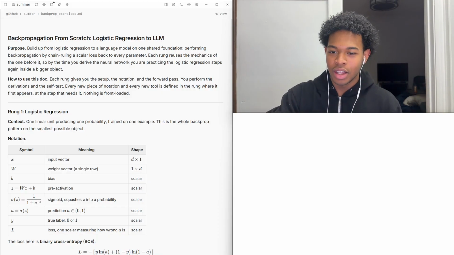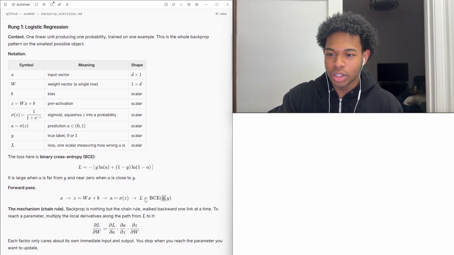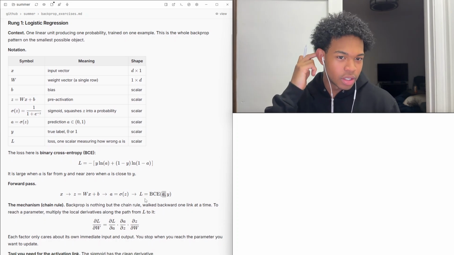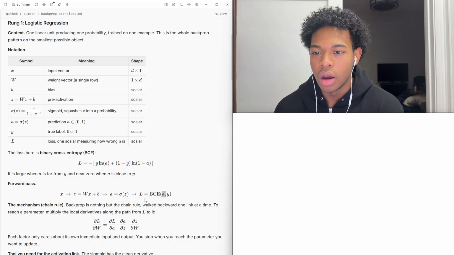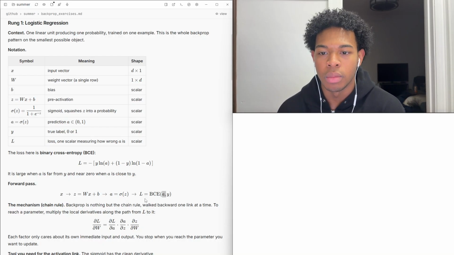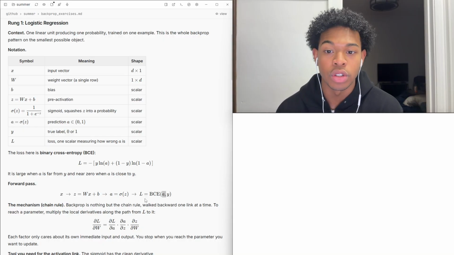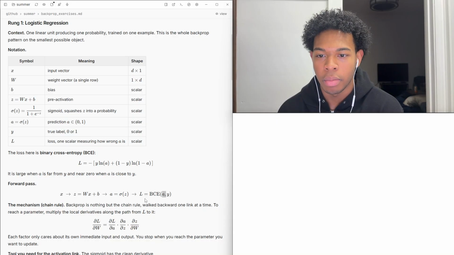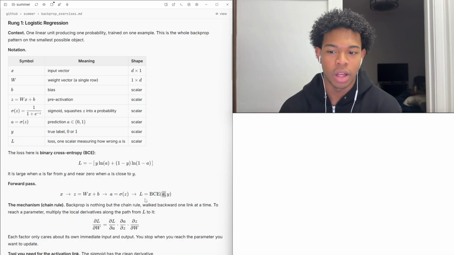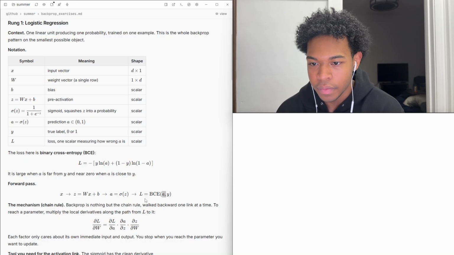Whatever. So let's start with this normal logistic regression. Hopefully we can speedrun this, because this would almost be attempt 3 at this. It is one linear unit processing and producing one probability, trained on one example. I don't know why we're saying one example. This is the whole backprop pattern on the smallest possible object. I think I can agree with that.